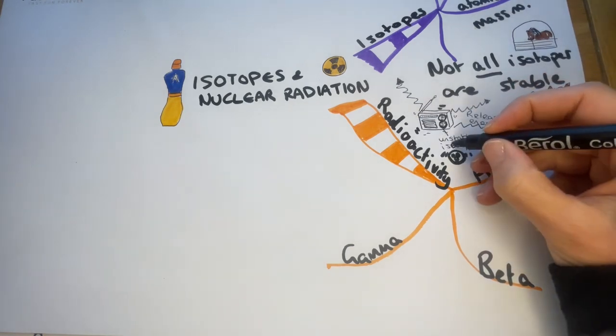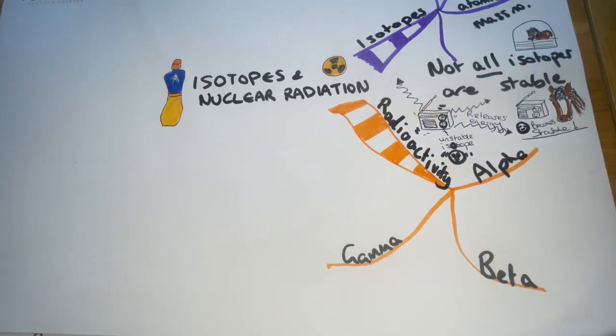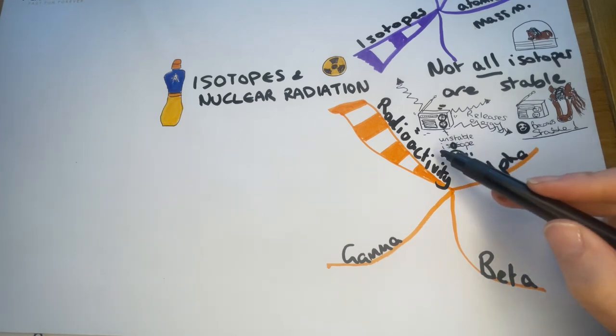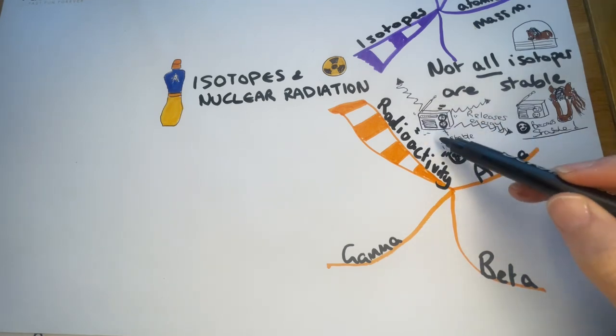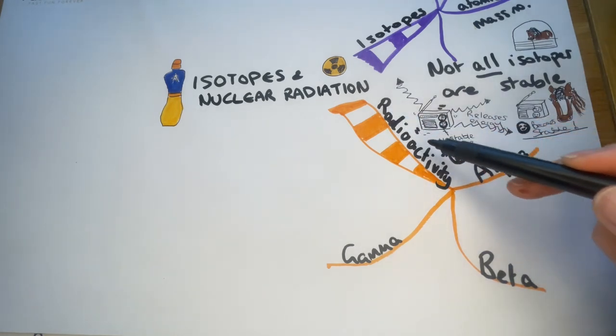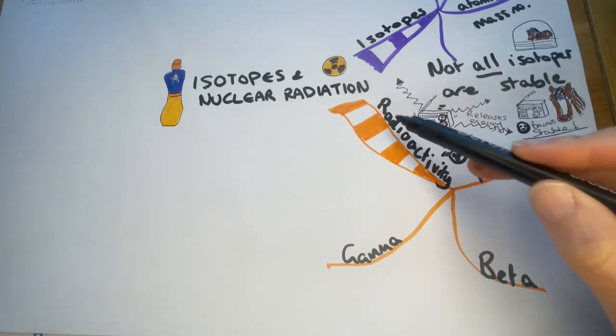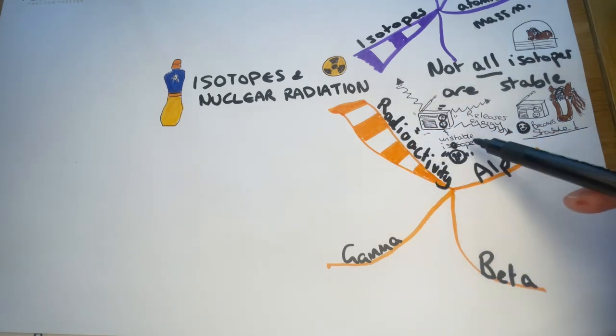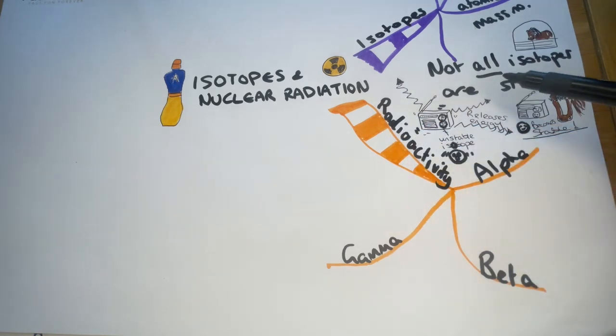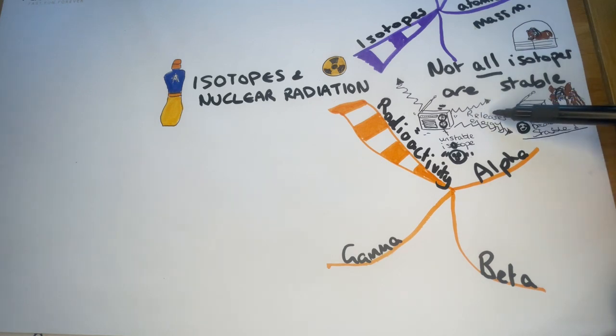I have no idea why. Just cover that up with my O. Unstable isotopes, you can label that. Radio, because radioactivity, yes? And this is a definition of radioactivity. It's an unstable isotope which releases energy, which are my zigzaggy lines, to become stable.